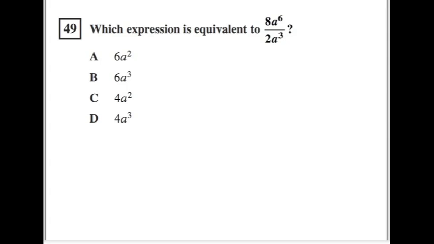49 says which expression is equivalent to 8a to the 6th power divided by 2a to the 3rd power. So for this one, we've already done some where we're doing the variables with powers, but we haven't done one where we have numbers and variables. So let's go ahead and do this one. It's kind of a two-step process, and as I write the problem down, you'll see what I mean. The best thing to do is to do the numbers and then the variables separately.